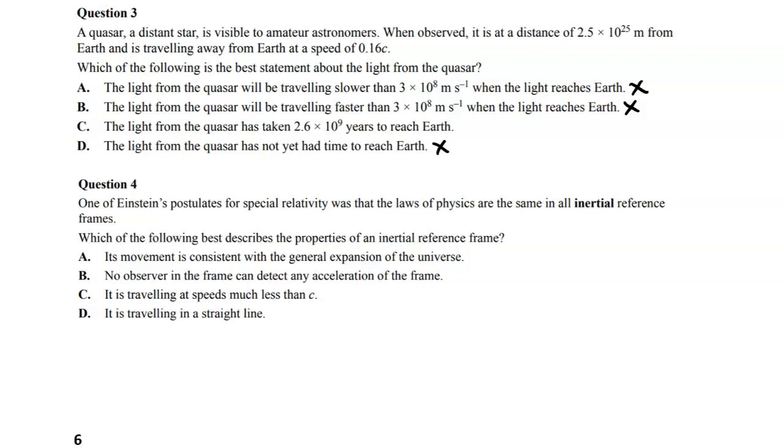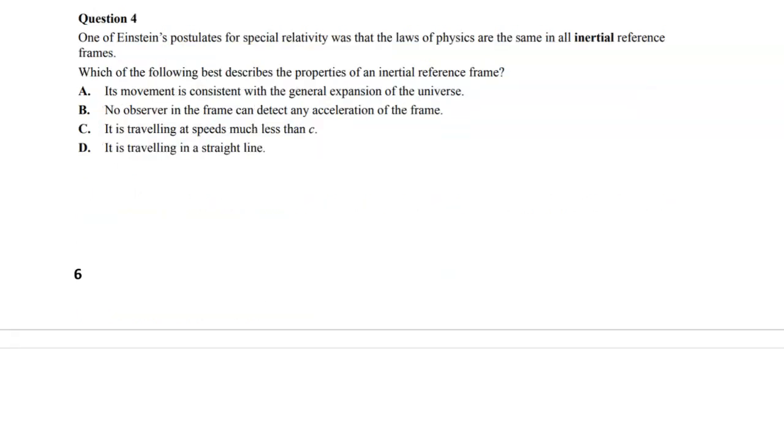It needs to have had enough time to be able to get to Earth, because we're specifically told this star is visible to amateur astronomers. Well, astronomers generally, it's visible to someone on Earth. So that light must have reached Earth already. We're going to learn the strategy to be able to calculate that time in a future lesson, so don't worry, you don't always need to use process of elimination. One of Einstein's postulates is about inertial reference frames, and it's the fact that the laws of physics are the same in all inertial reference frames.